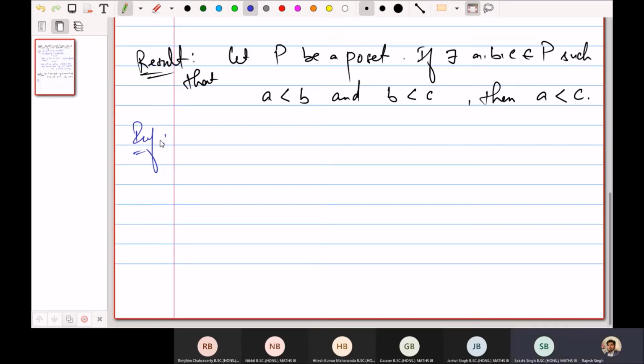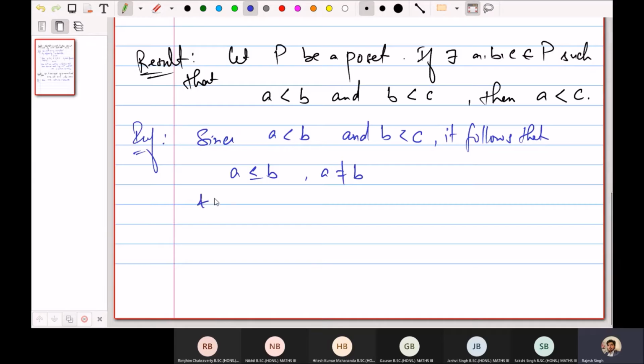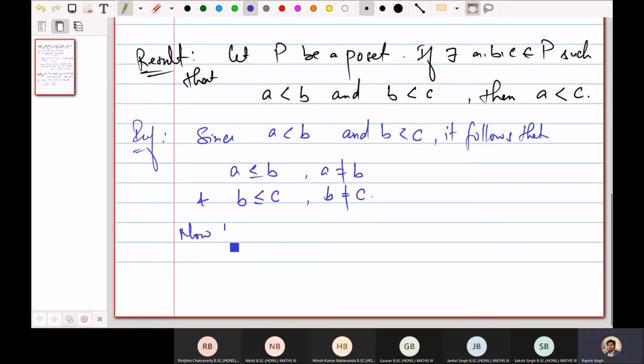देखो, since A is strictly less than B and B is strictly less than C, it follows that A is related to B, A not equal to B, and B is related to C, B not equal to C. Now, by transitivity, A is related to C because A is related to B and B is related to C.